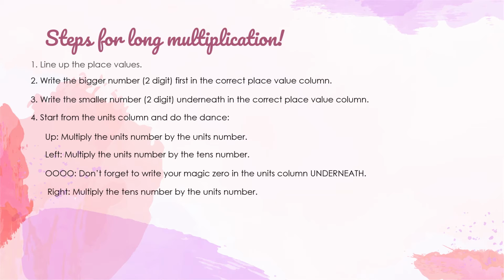Now we move on to right. So you're going to multiply the bottom tens number by the top units number. And the last dance move is up. Multiply the tens number by the tens number. So bottom tens times the top tens.